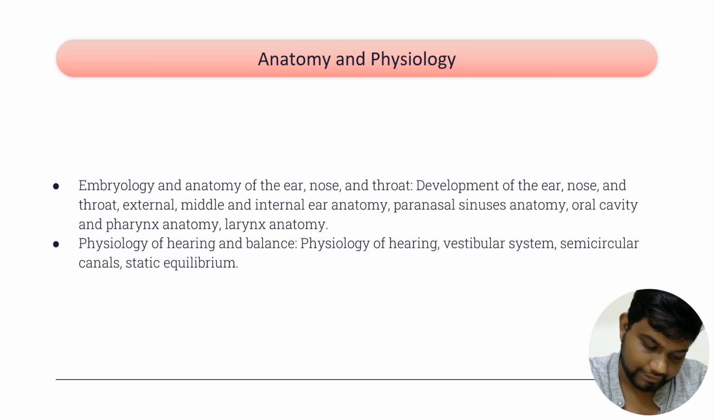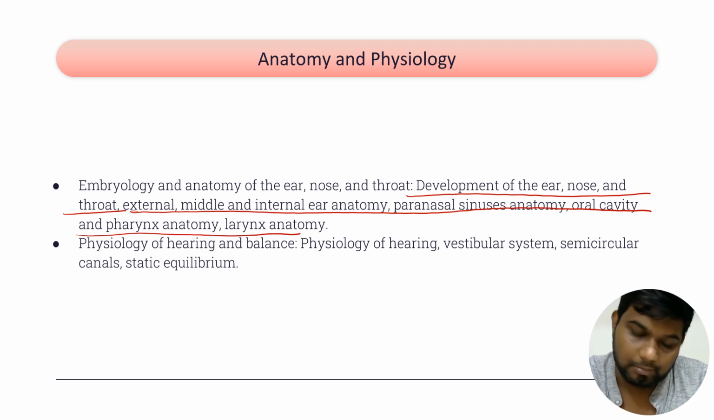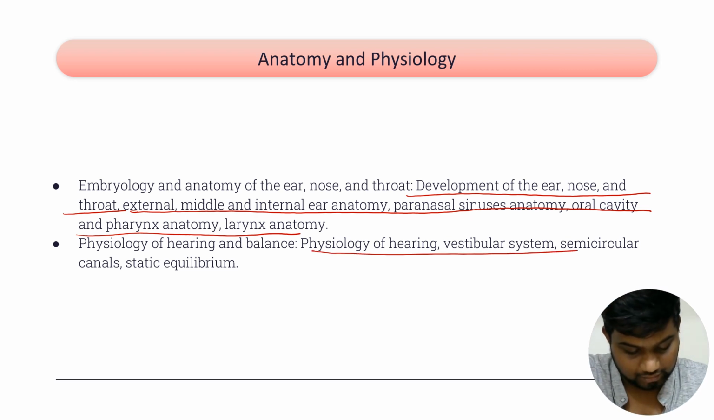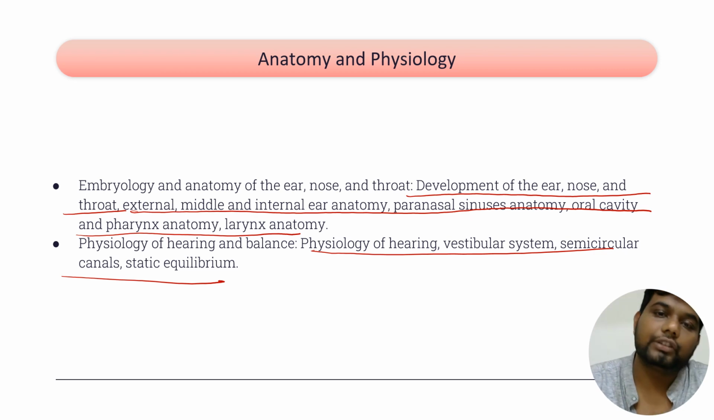One is your anatomy and physiology of ENT, where you will read the development of ear, nose and throat, external, middle and internal ear anatomy, paranasal sinuses, oral cavity, and pharynx and larynx anatomy. And then you have the physiology of hearing and balance, where you see the hearing, vestibular system, semicircular canals, and static equilibrium. So how the auditory pathway and vestibular pathway work, the anatomy of your external ear, middle ear, and inner ear, and the origin of these structures are pretty high yield, people, that you should not miss out.